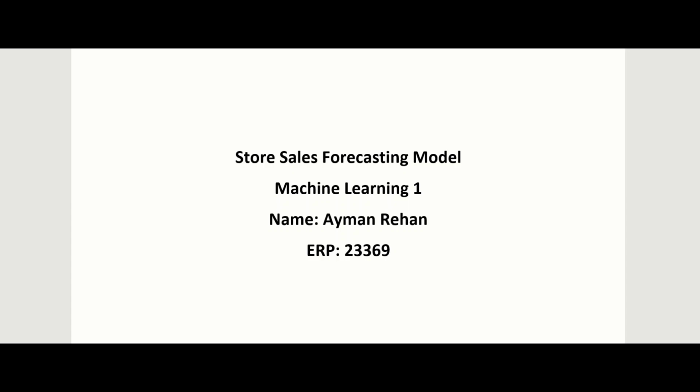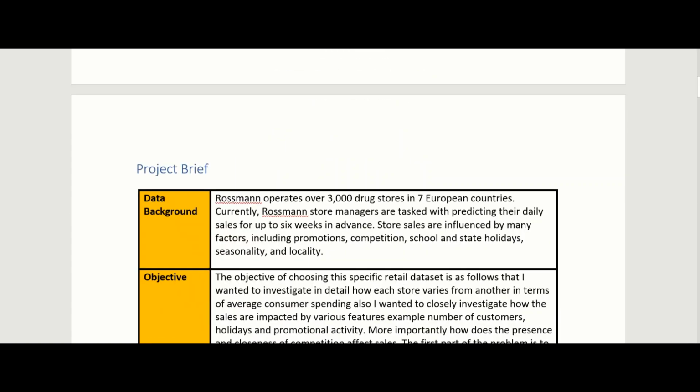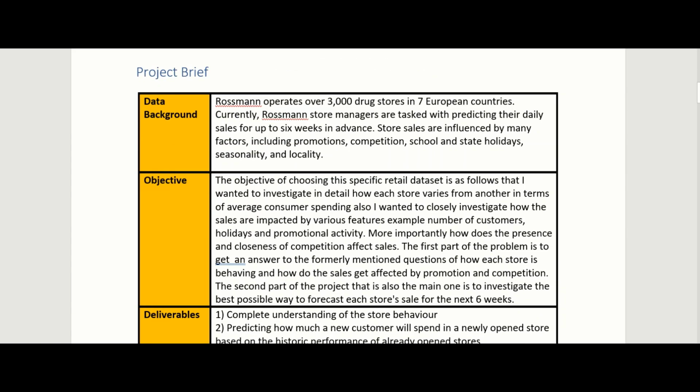So before going into the analytics part, I would first like to explain the objective and purpose of this project. The dataset that I am using for this project is the dataset of Rossmann. Rossmann operates over 3,000 drugstores in 7 European countries. Rossmann store managers have a task of sales prediction. They have to predict sales on a daily basis, 6 weeks in advance.